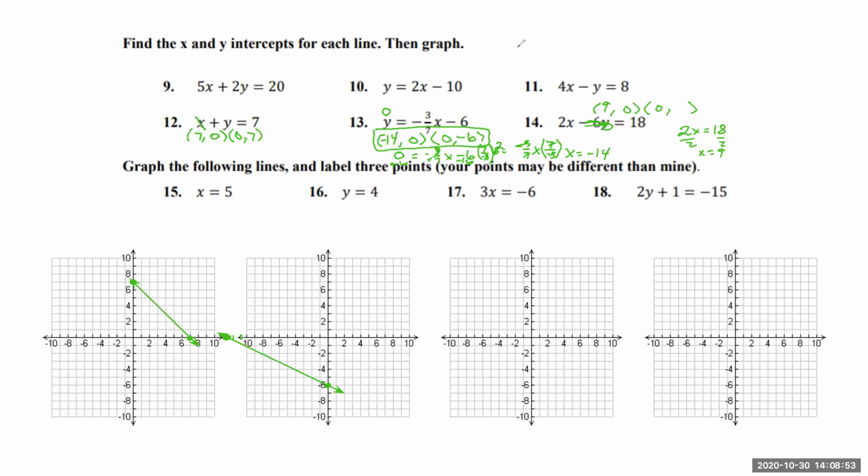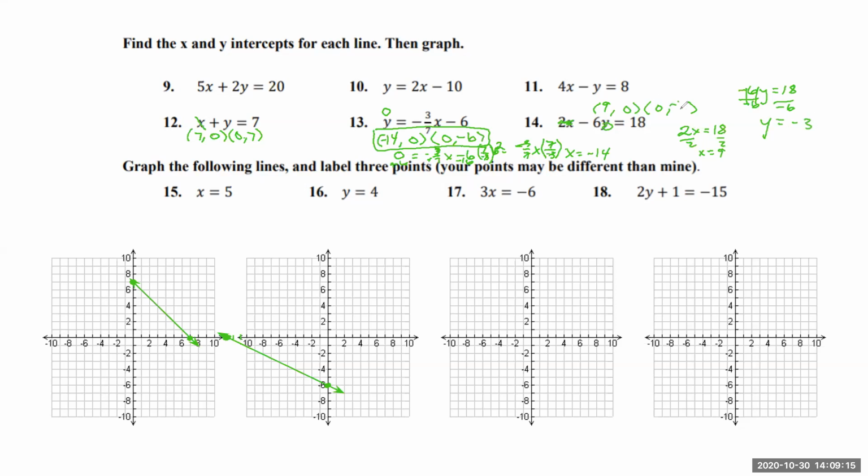Okay, and then if we go ahead and plug in 0 for x, it's going to get rid of this, and we're going to be left with -6y equals 18. Then we're going to divide by -6 on both sides. We're going to get y equals -3.